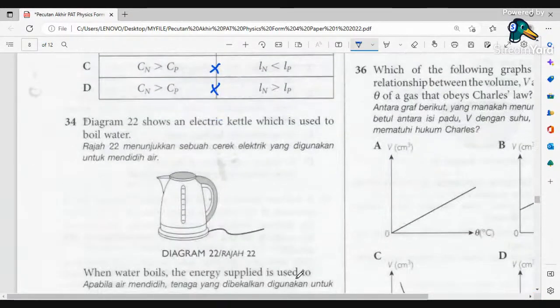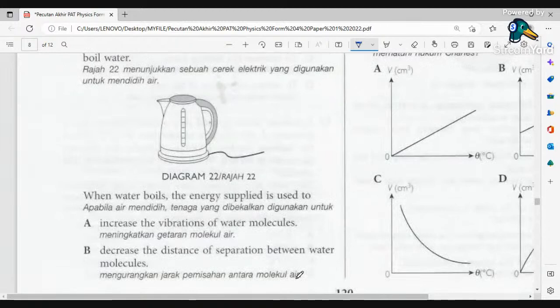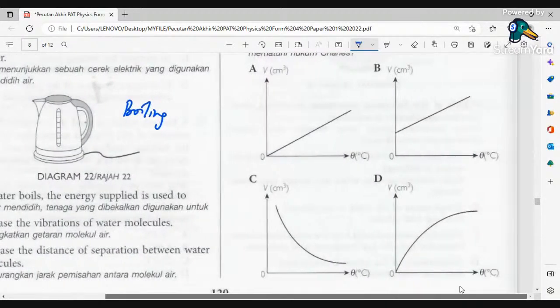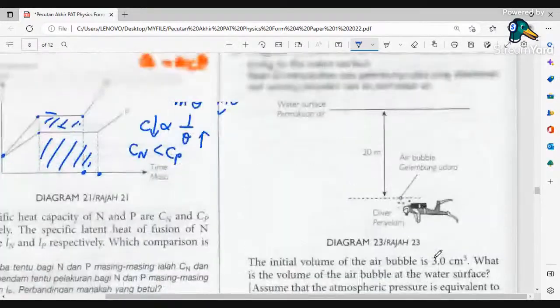Okay, number 34, kettle boil water. When water boil, energy supply is used to apa tu? Boiling. Boiling means latent heat of vaporization. Change liquid to gas.